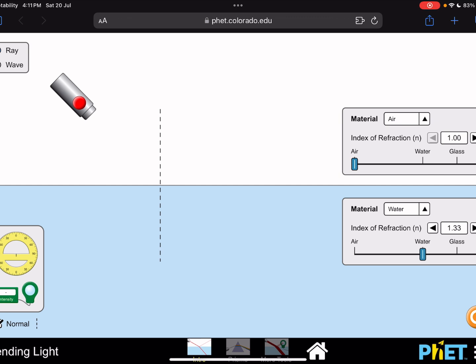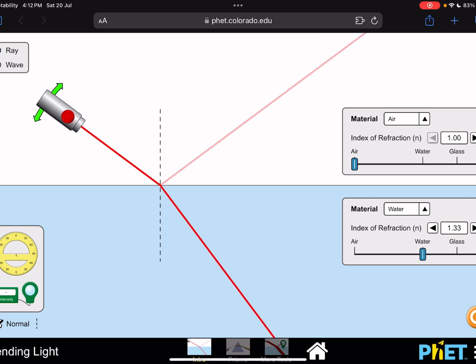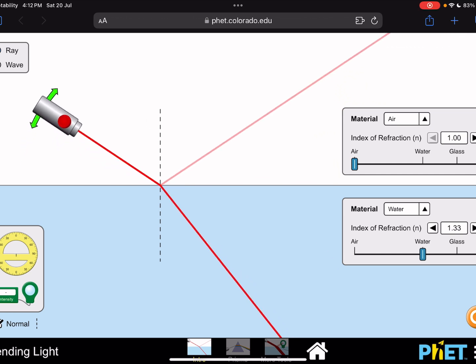So note that this dotted line is the normal, and we use a dotted line again to represent something that doesn't actually exist. This is a mental construct that we are making so that we better understand where the angle of incidence and the angle of refraction are. So can you see that at the boundary where the light ray hits water, there is a bending of light. And we can see that it actually bends towards the normal.